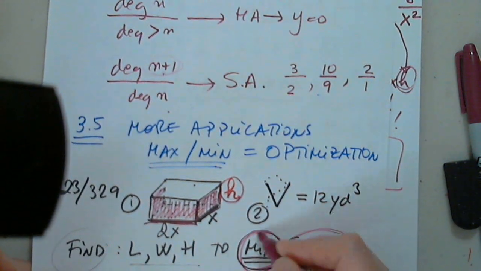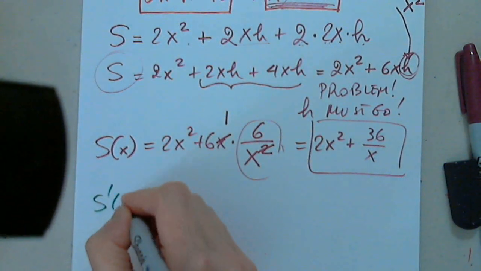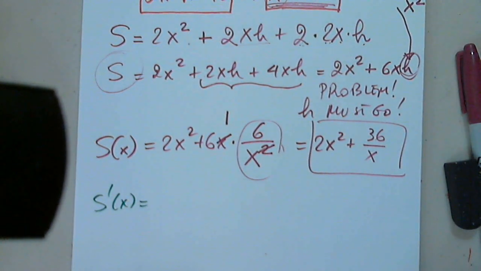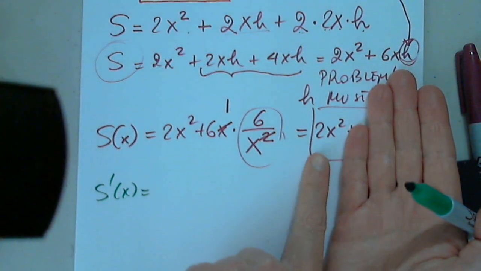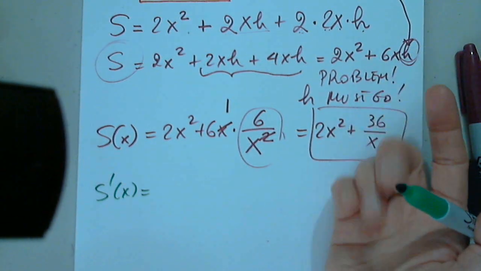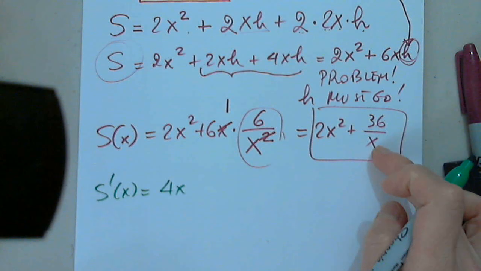Now we want to find its minimum. What do I do to find the minimum of a function? What are my steps? Does it find a derivative? Excellent, very good, awesome. Can anyone help with the derivative? The first piece is 4x. Excellent. Now be very careful because we have 36 over x.